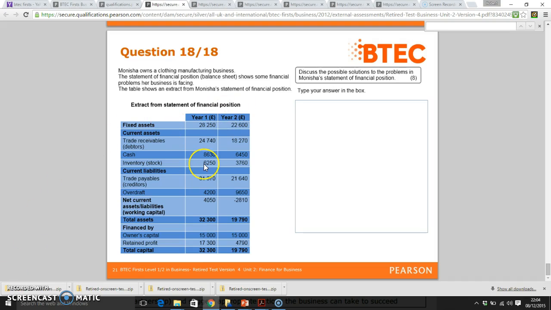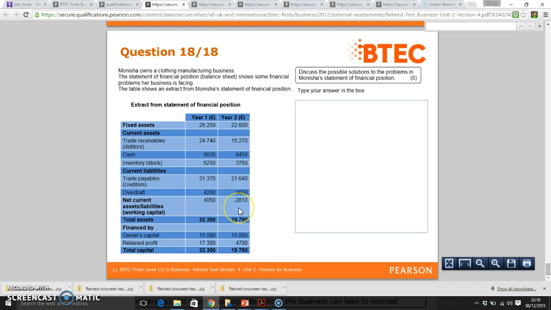If we look at the comparison between year 1 and year 2, thinking predominantly, as I've said before, about these current assets and current liabilities, that's where you really want to be focusing your attention. What's the one thing that stands out? You should all be looking down here at this net current assets. So we can identify that one of the problems for their business is that the net current assets has gone from 4,050 to minus 2,810. So we need to ask ourselves, why has that actually happened?